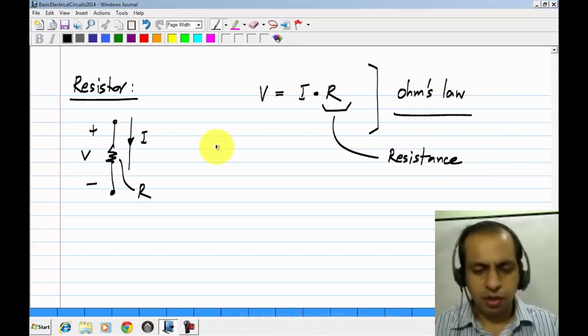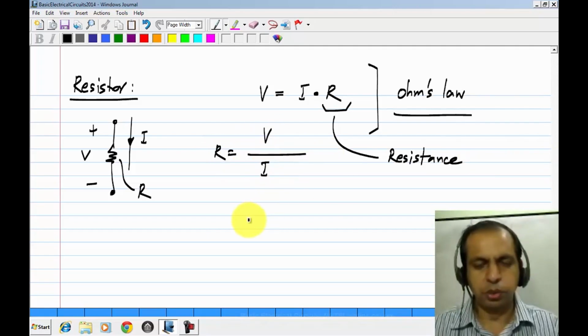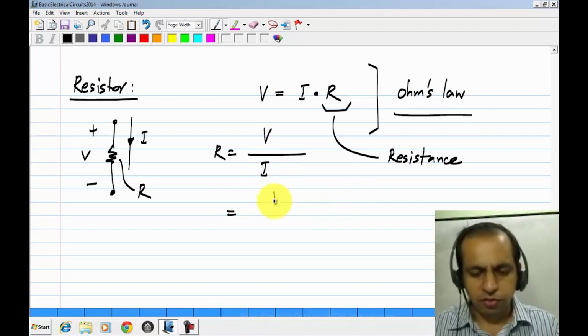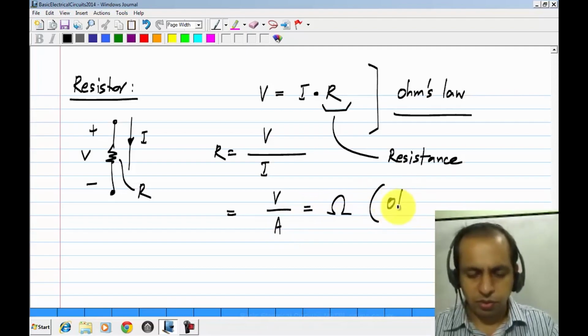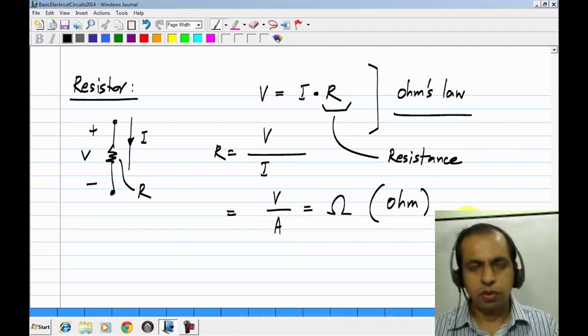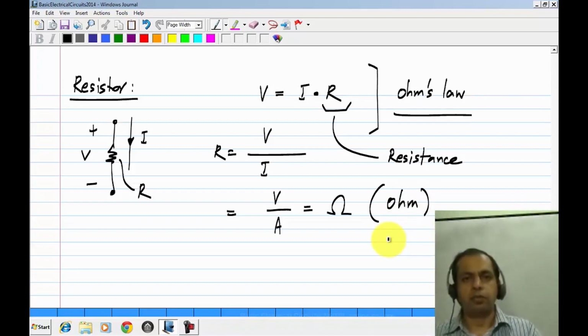resistance. The resistance is the voltage across the resistor divided by the current through the resistor, and it has units of volts per ampere, which is given by this symbol omega, which is called ohm. So, a 1 ohm resistor has 1 volt across it when 1 ampere is passing through it.